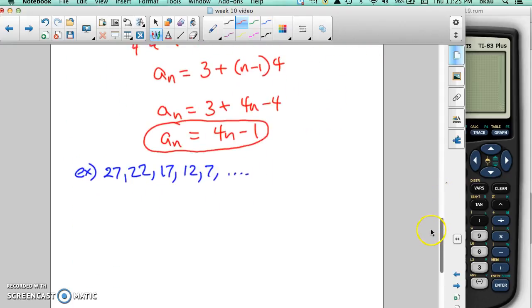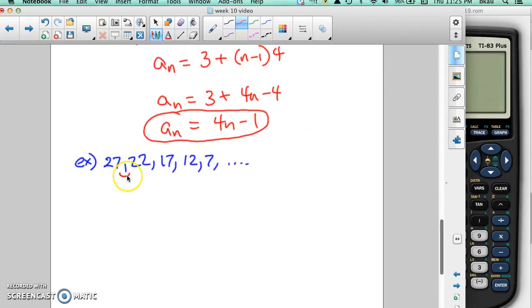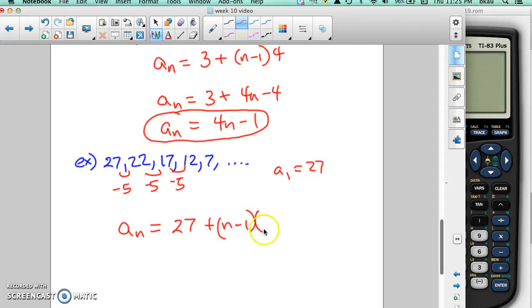Alright, let's try this on the second example. This one we had a common difference of negative 5. Each time we went down by 5. Our first term is 27. So our A sub n is going to be A sub 1, which is 27, plus n minus 1 times our difference. In this case, negative 5. Alright, we just simplify this again. Okay, this is going to be negative 5n plus 5.